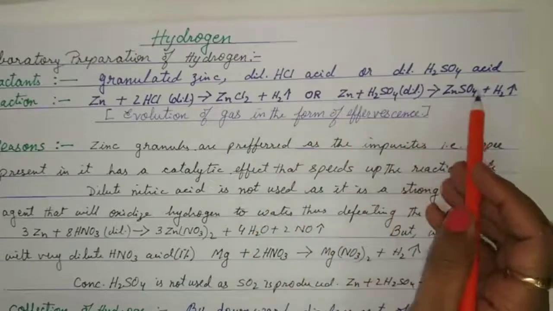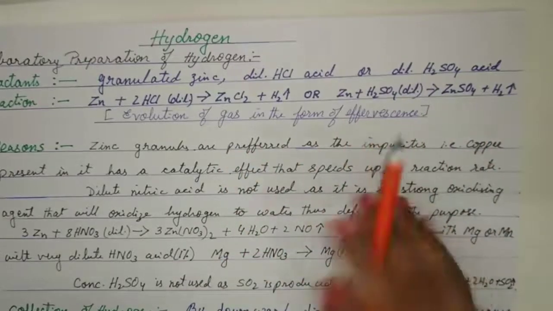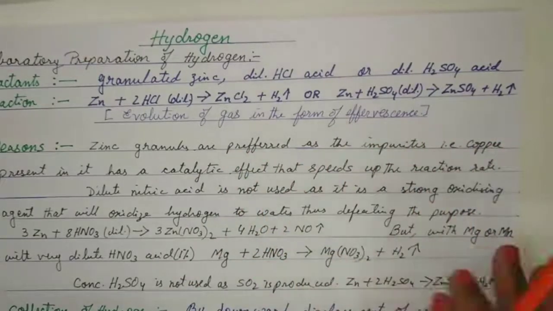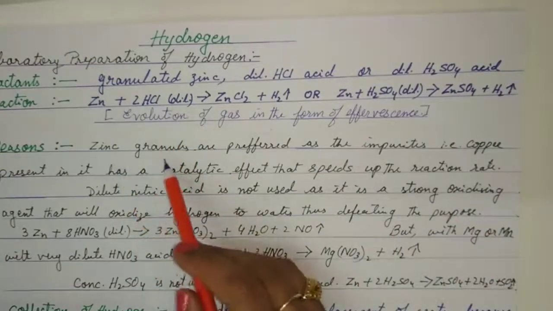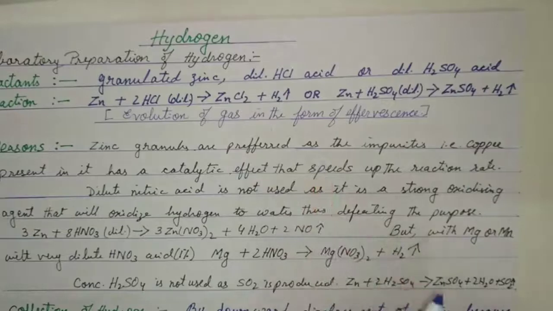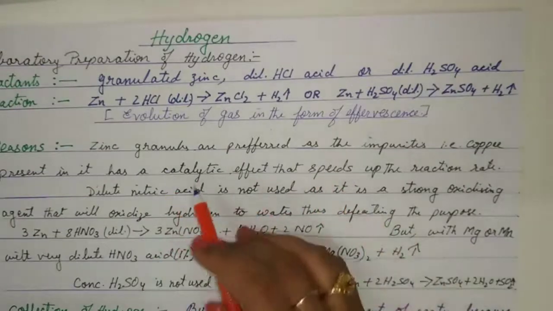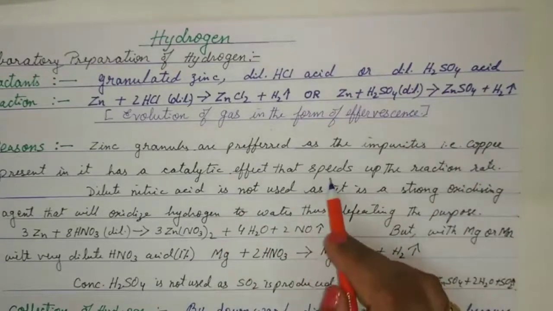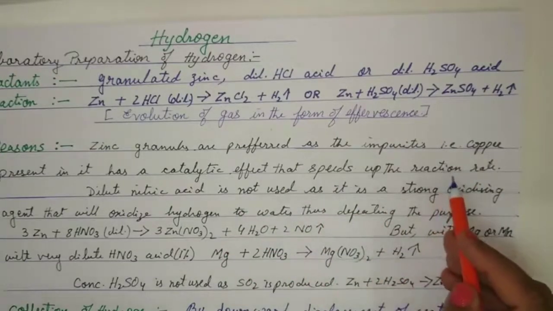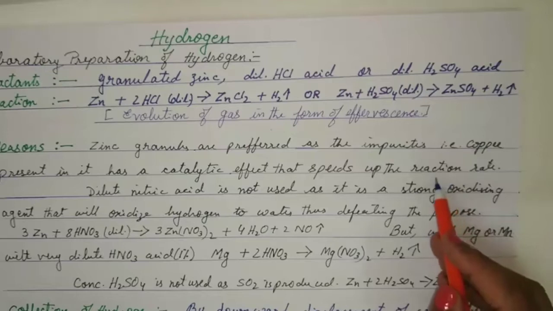Here the gas is always evolved in the form of effervescence. This we have discussed earlier also. Now the reason why zinc granules are preferred is because some of the impurities which are present there, that is copper, have a catalytic effect which will always speed up the reaction rate and it will produce hydrogen easily.